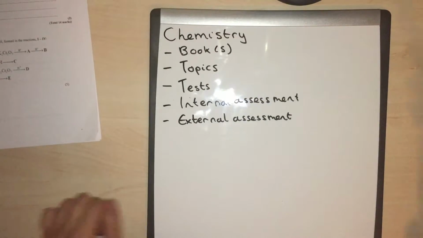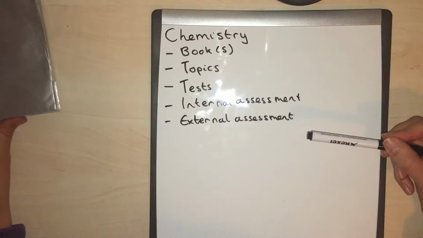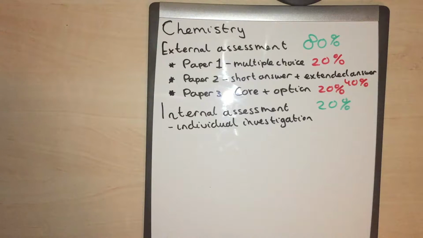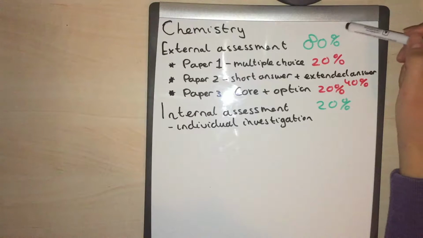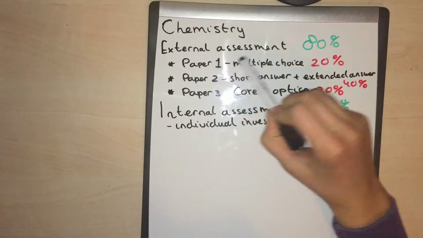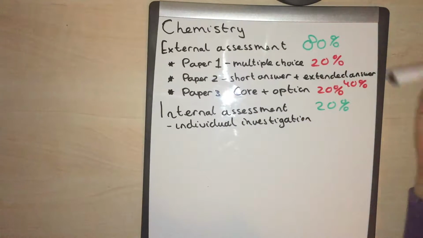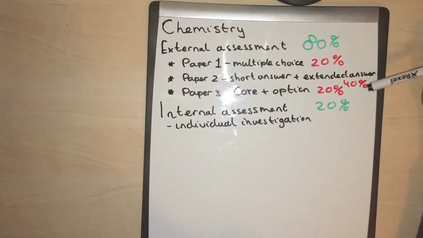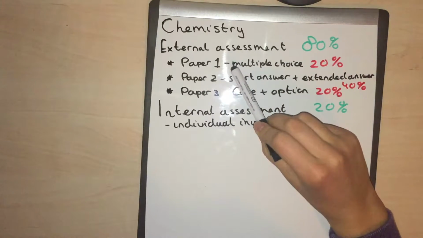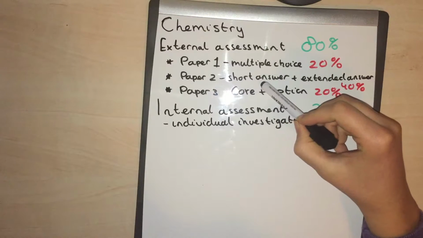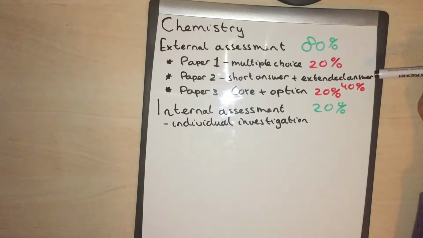Then for the internal assessment and the external assessments, which will make up your final grade. Okay, so first of all, the external assessment, which accounts for 80% of your final grade, consists of 3 papers. Paper 1 is multiple choice questions, by the way, this is for standard level. For higher level, the weightings are a little bit different. Paper 1 is multiple choice, 20%. Paper 2 consists of short answer questions and extended answer questions, accounting for 40% of your final grade.